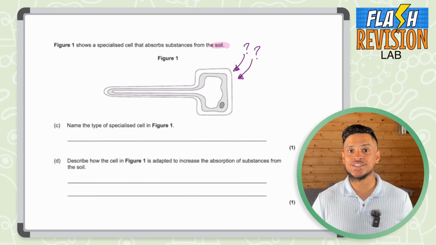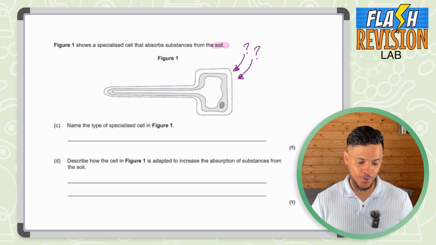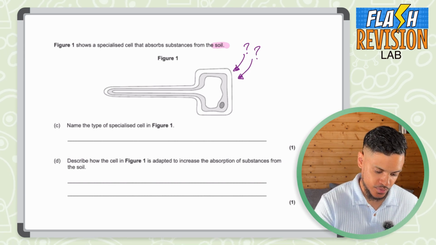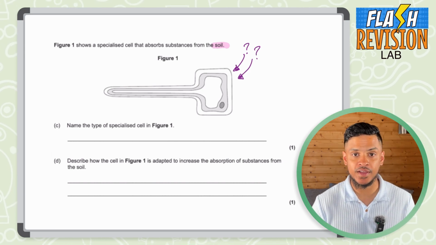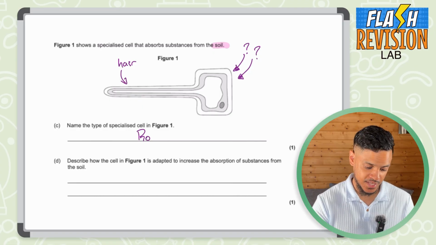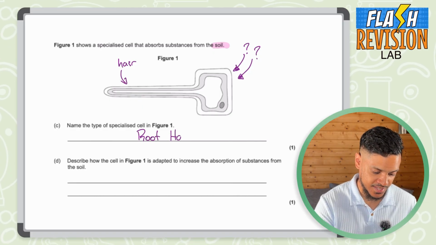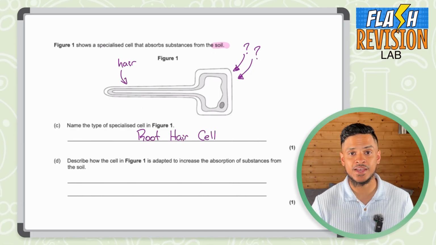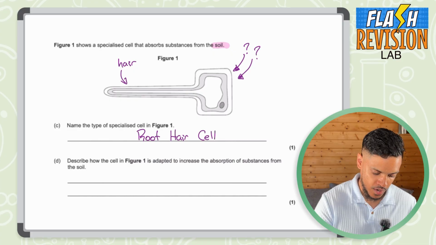So what kind of cell is this? The clue here is that it says it absorbs substances from the soil. So you find this in a plant and you can see that it has this long hair that sticks out. This is known as a root hair cell. 1 mark.